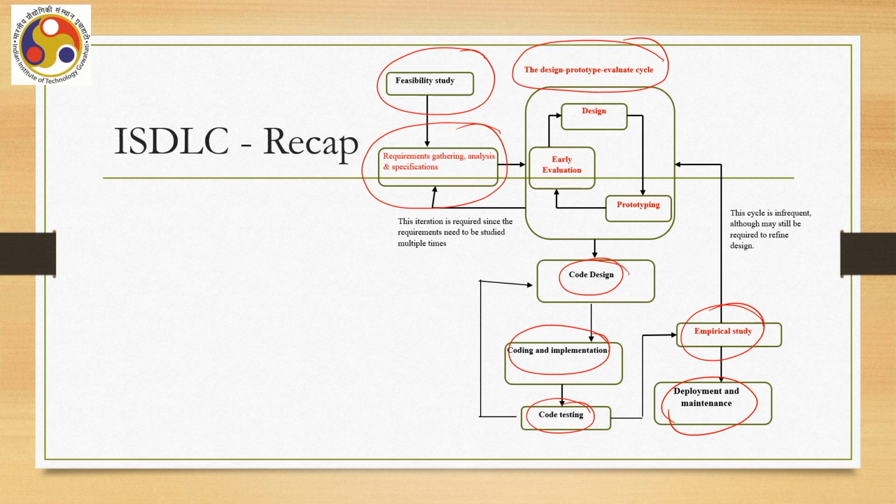Now, out of these stages, we primarily talked about requirement gathering stage, design, prototype, evaluate stage and empirical study stage. So, in the design, prototype, evaluate cycle, there are three stages: design, prototyping and quick evaluation of the prototype. So, we have covered these. Other things we did not cover because these are standard, whereas the ones that we covered had some difference with other software development. So, we covered those in some details. Now, the issue is what is required.